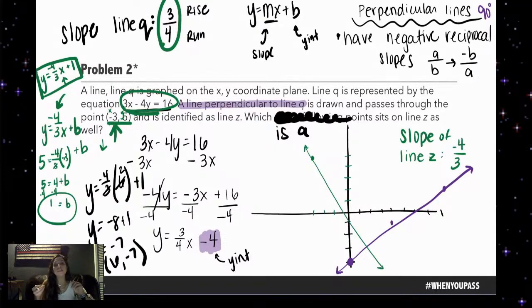I just wanted you to see a multi-step linear equation problem. And so that's what we just did. All right. Any questions about that one? I am going to go ahead and move on to problem number 3. But if you have specific questions about that problem, please let me know.